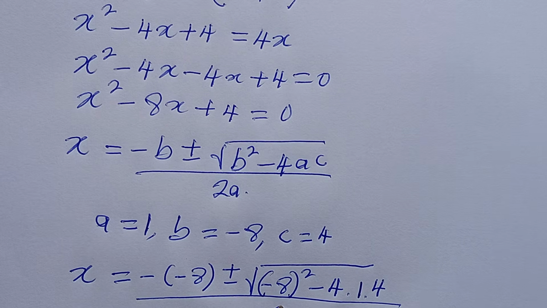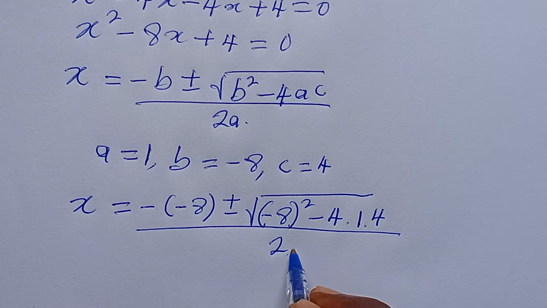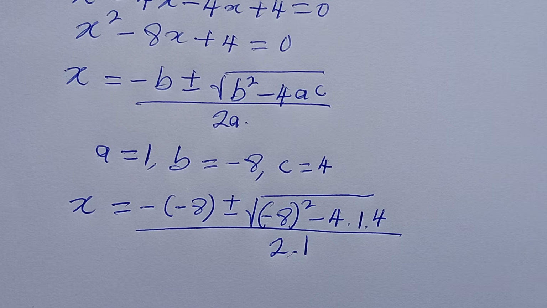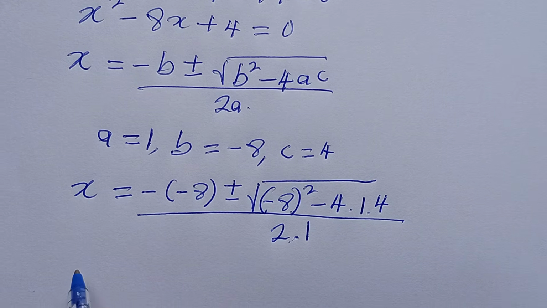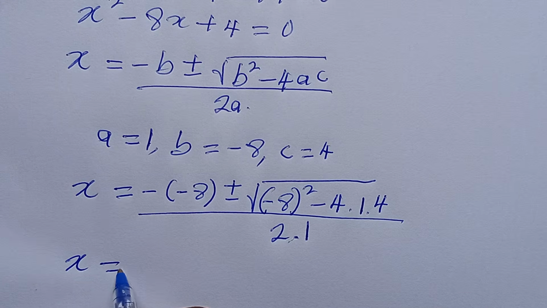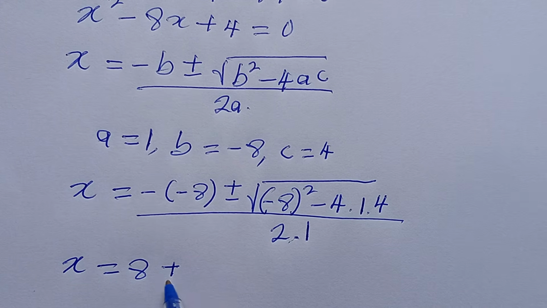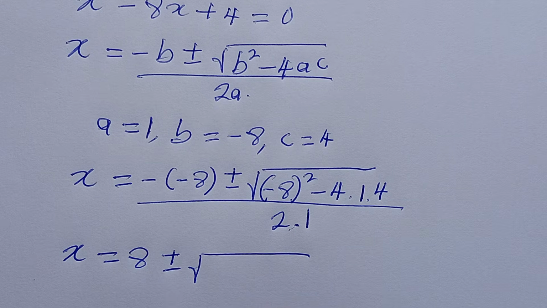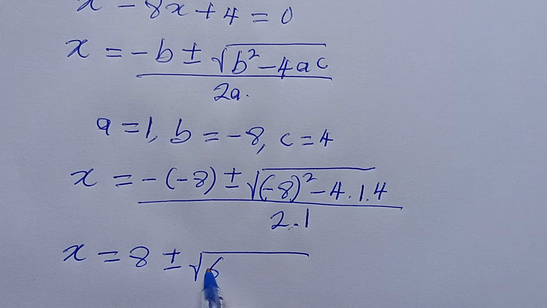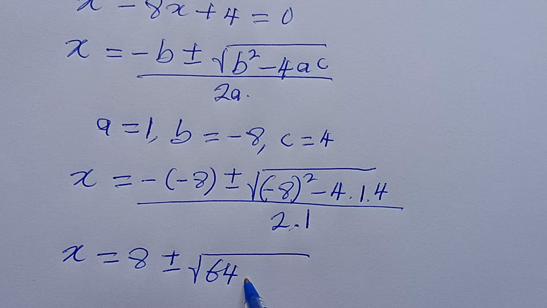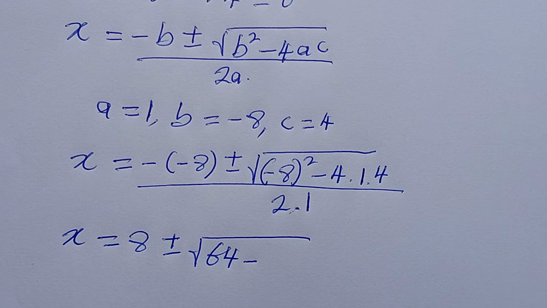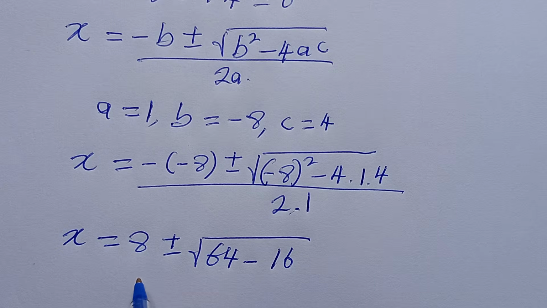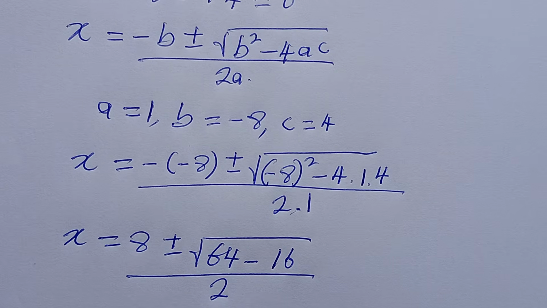Everything all over our 2 times our 1. All right, now from here, this minus, we take care of this minus, and so we end up having our x equals to positive 8 plus minus the square root of minus 8 to the power of 2 will give us our 64, which is positive. Then minus 4 times 1 times 4 will give us 16. So we have 16 here all over our 2.